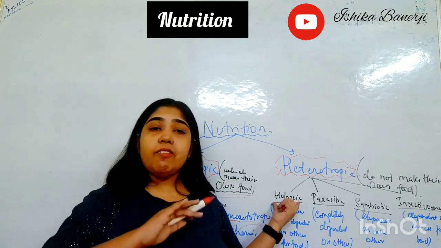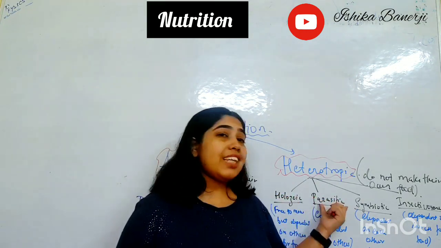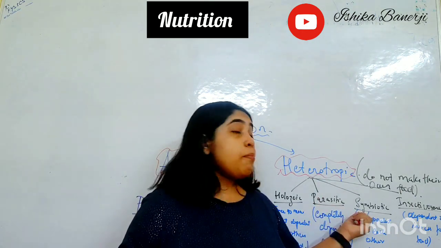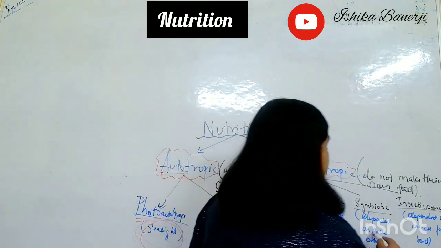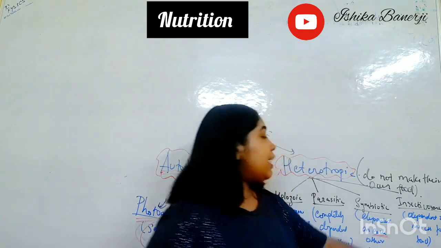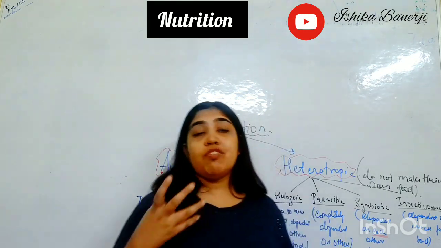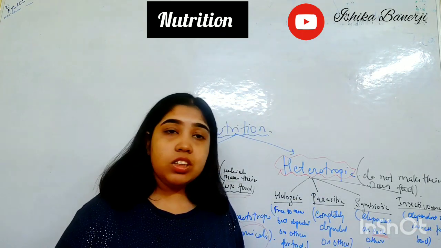Holozoic means what? They are free living, but they are dependent on others for food. Parasites means what? They are completely dependent on others for food. Symbiotic means they are dependent on each other. This is the difference. They are dependent on each other for food. And insectivorous, they are dependent on insects for food, for a source of nitrogen. From insects only they will take the nitrogen. Understand? So this is the basic difference.